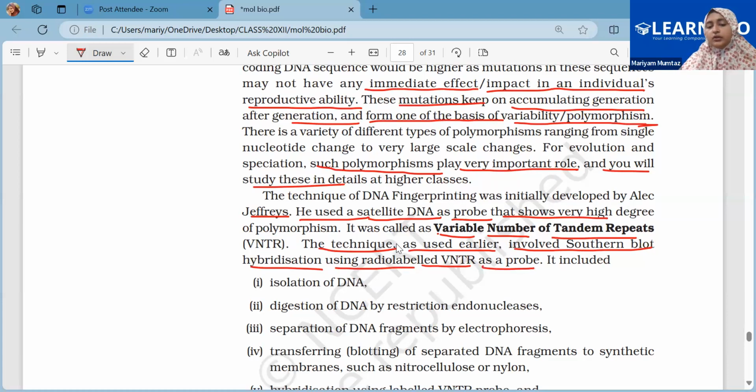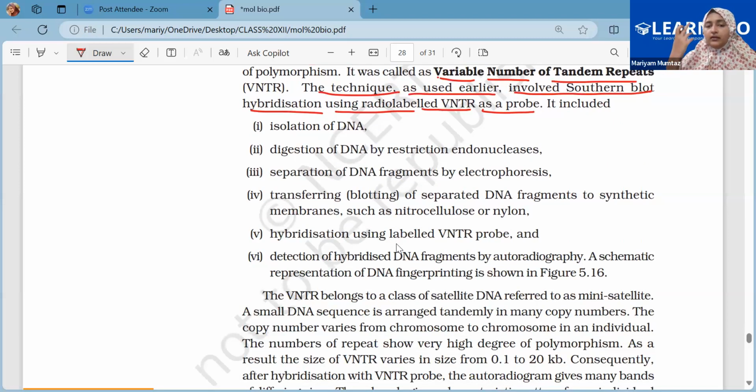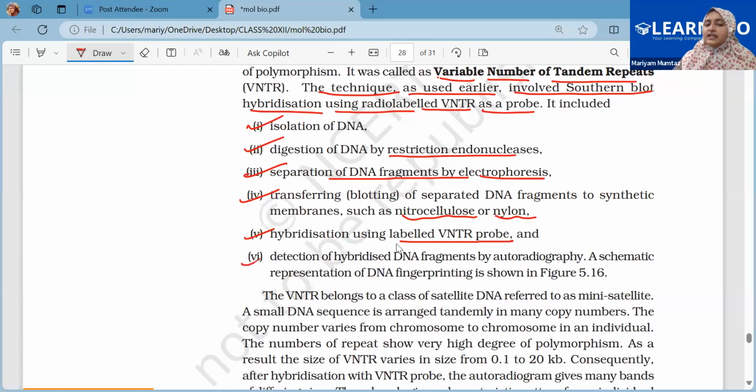Now what are the steps of DNA fingerprinting? Isolation of DNA, digestion of DNA by restriction endonucleases, separation of DNA fragments by gel electrophoresis, then transferring or blotting of separated DNA fragments to synthetic membranes such as nitrocellulose membrane or nylon membrane, then hybridization using labeled VNTR probe, and lastly detection of hybridized DNA fragments by the process of autoradiography.